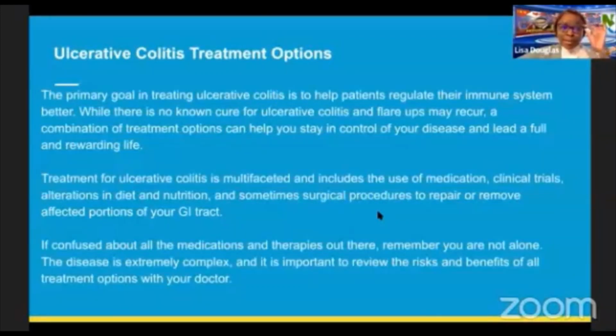So what are the treatments? The primary goal in treating ulcerative colitis is to help the patients regulate their immune system and make it better. While there's no known cure for ulcerative colitis and flare-ups may occur, a combination of treatment options can help you stay in control of your disease and lead to a full and rewarding life. Treatment of ulcerative colitis is multifaceted and includes the use of medications, clinical trials, alterations in your diet and nutrition, sometimes surgical procedures to repair or remove affected portions of the GI tract.